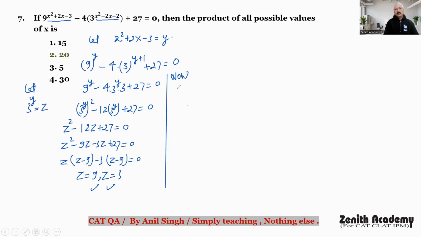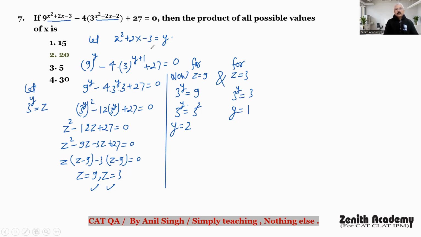So now 3 to the power y is equal to 9. z is equal to 9. So this is 3 to the power y, and 3 to the power 2 means y is equal to 2. And for z is equal to 3, this will be 3 to the power y is equal to 3, so y is equal to 1.